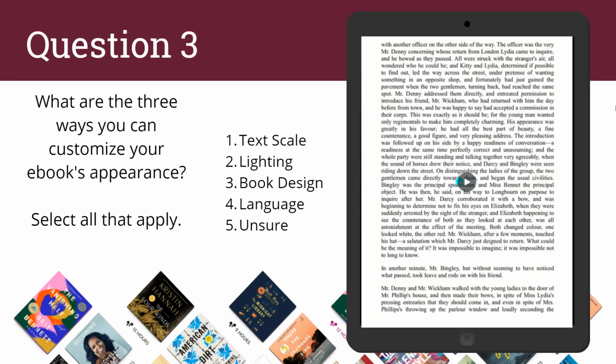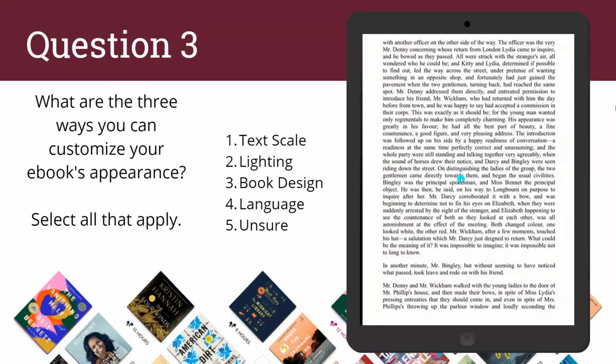So for question 3, let's hop into an ebook. What are the 3 ways that you can customize your ebook's appearance? You can pick as many that apply. So there's text scale, which is the size of the font, the lighting, the background color of the title, the book design, which is the font of the book, or language, the language that the book is written in.